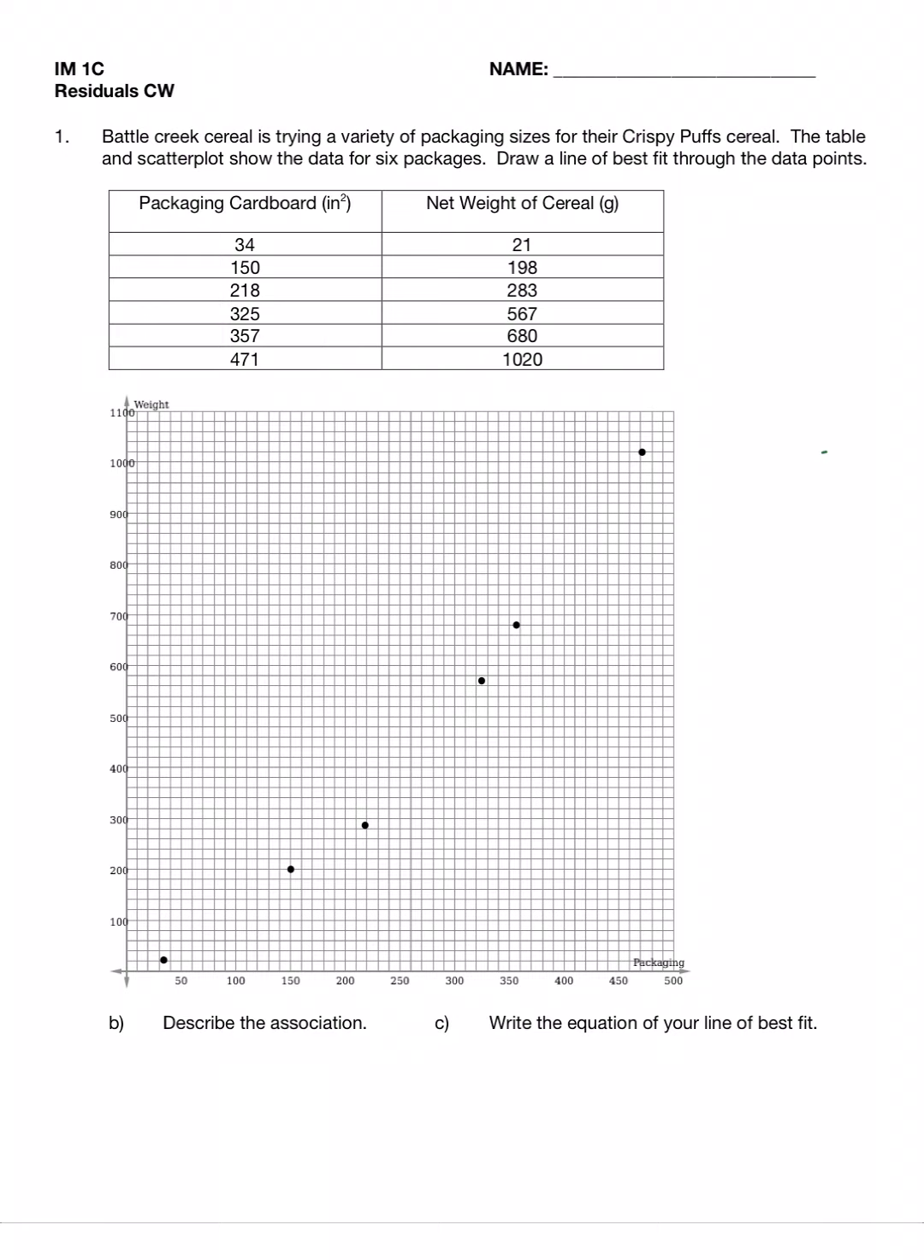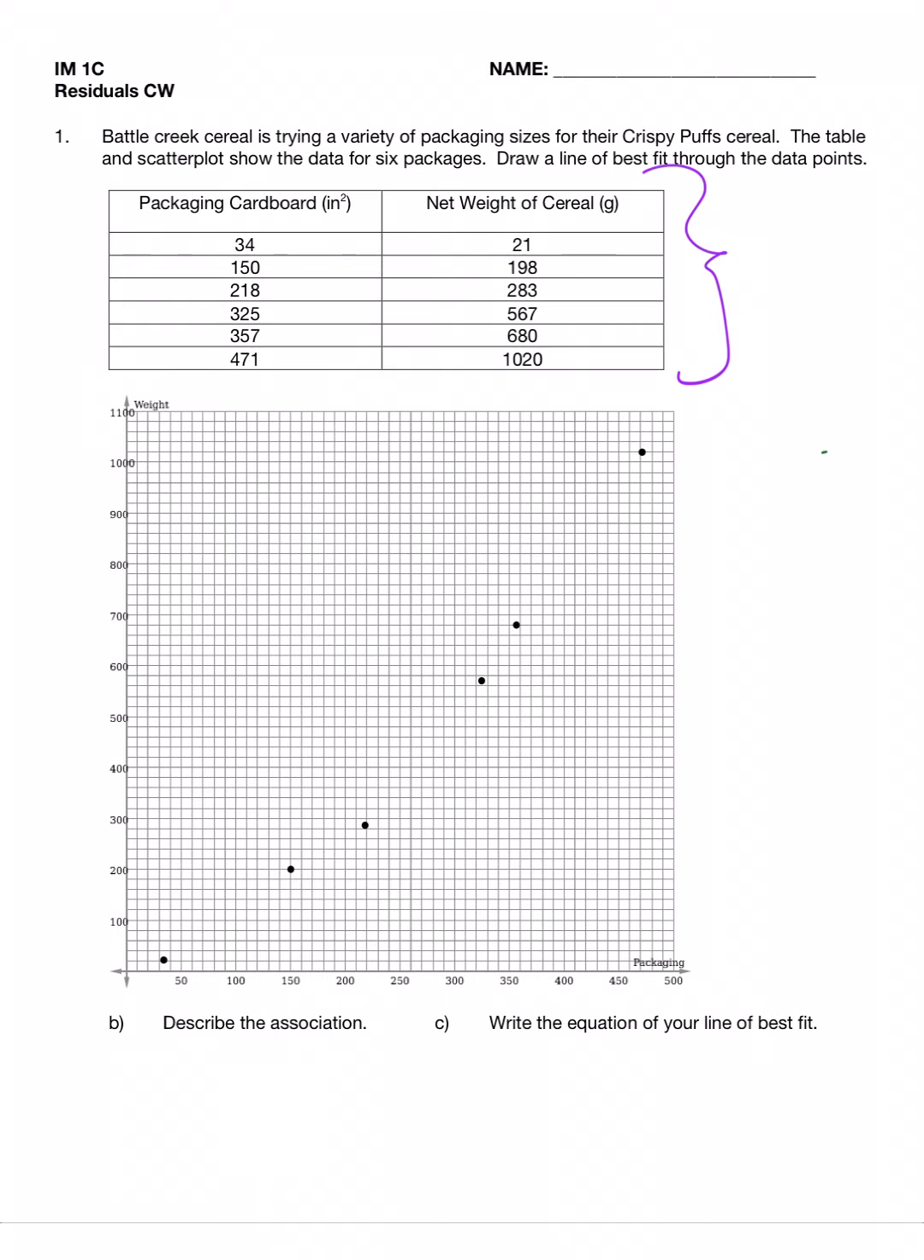next lesson. So what you're looking at on the screen is the same exact worksheet that you have in your packet. If you read up at the top, it says Battle Creek Cereal is trying a variety of packaging sizes for their Crispy Puff cereal. There's a table, you can see that right here, and then there's a scatter plot down here that they've already drawn for you. Okay? It says draw a line of best fit through the data points.